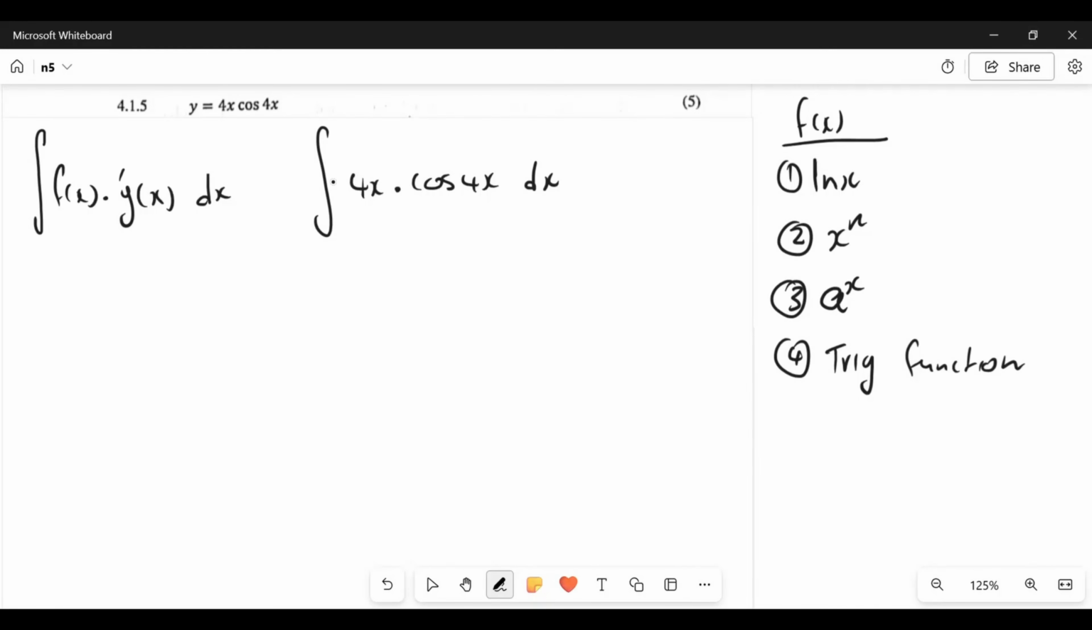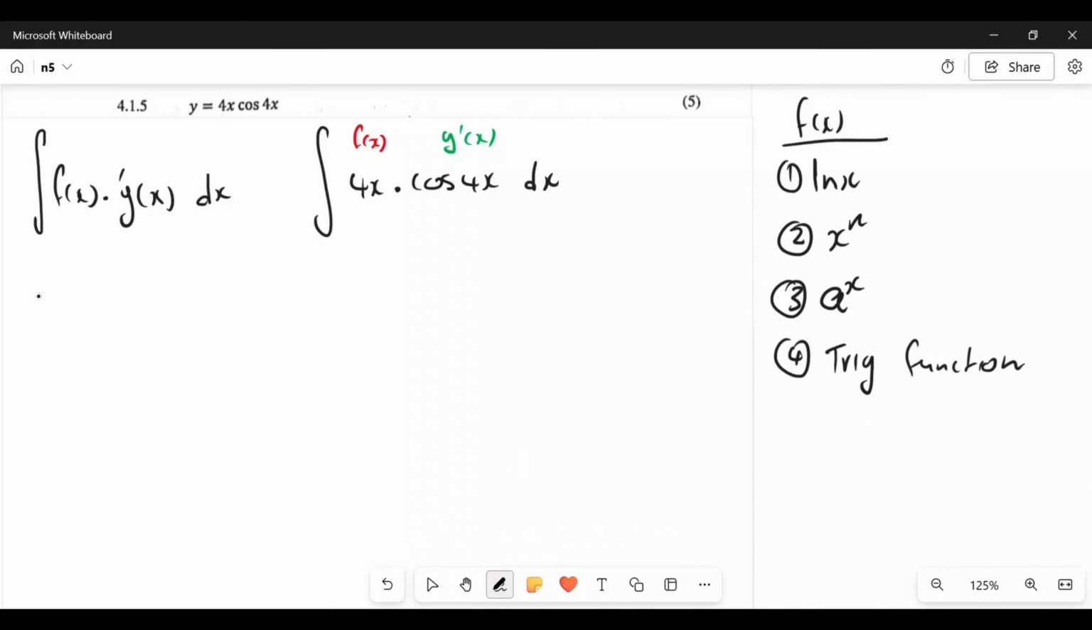Guys, one of these must be f of x and the other one must be g of x prime. As you can see from the priority list, this one here, which is 4x, is the same as the second one on the priority list. So it means that it's going to be the f of x because of the trigonometric ratio. It's underneath there. So if we have to name these ones here, we can say 4x is our f of x, and then cos 4x is going to be g of x prime.